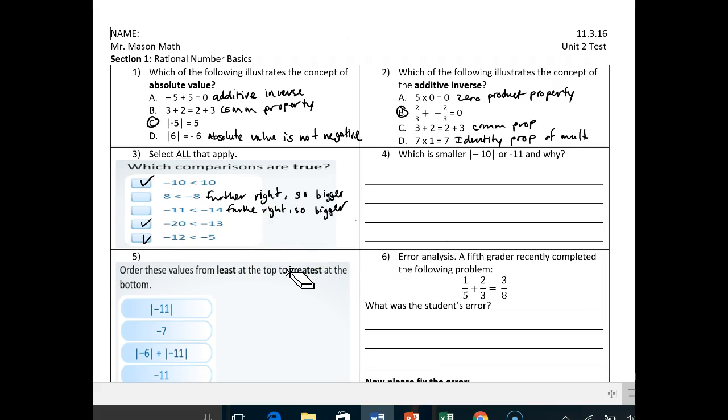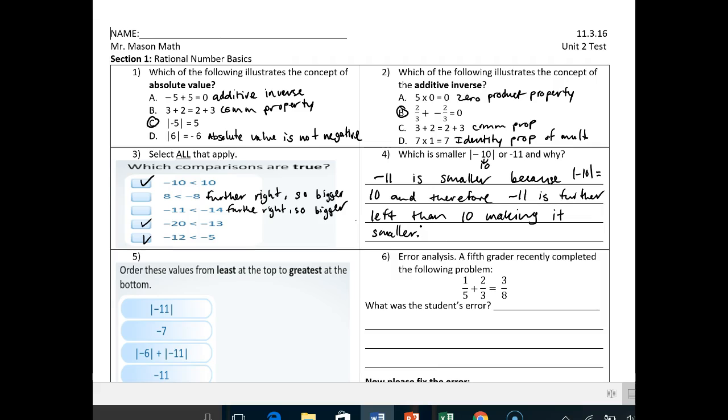All right, number 4, which is smaller, the absolute value of negative 10 or negative 11 and why? Well, first of all, you need to know that the absolute value of negative 10 is 10. So negative 11 is smaller because the absolute value of negative 10 equals 10, and therefore negative 11 is further left than 10, making it smaller.